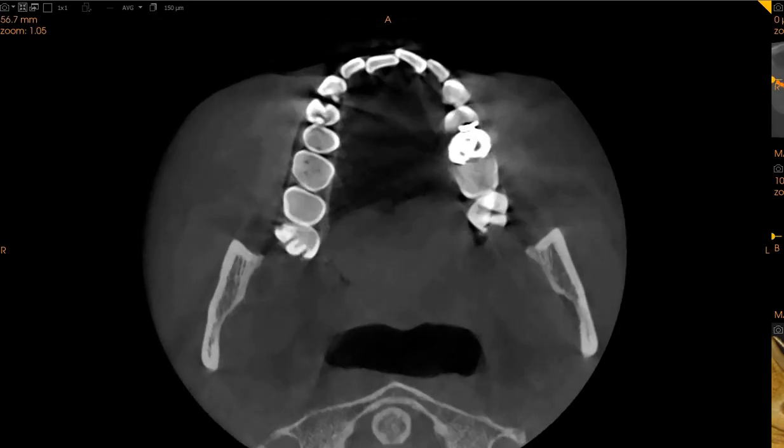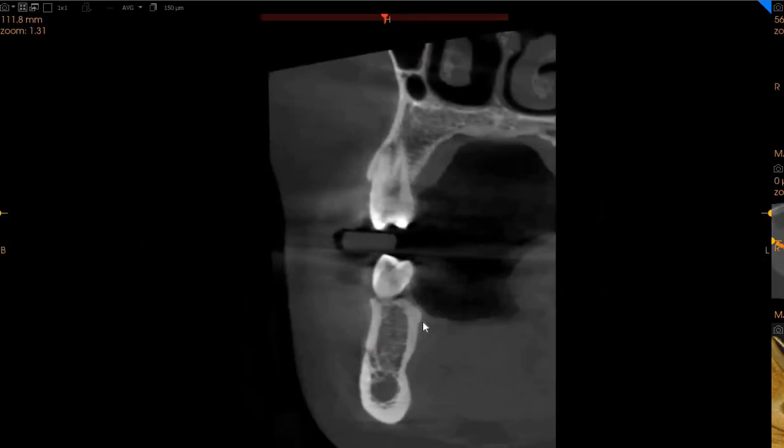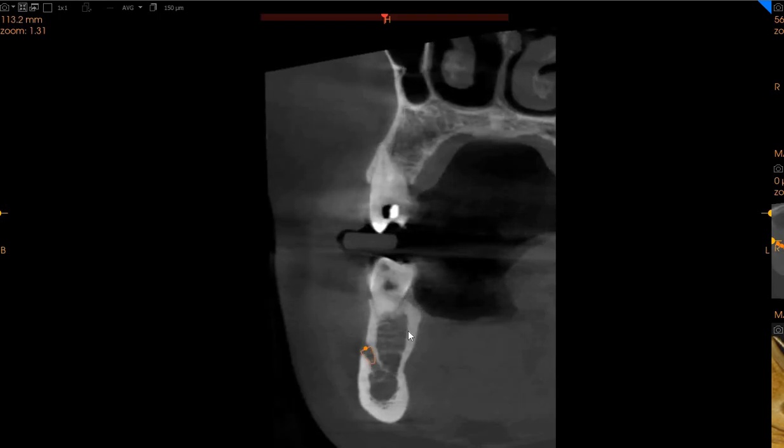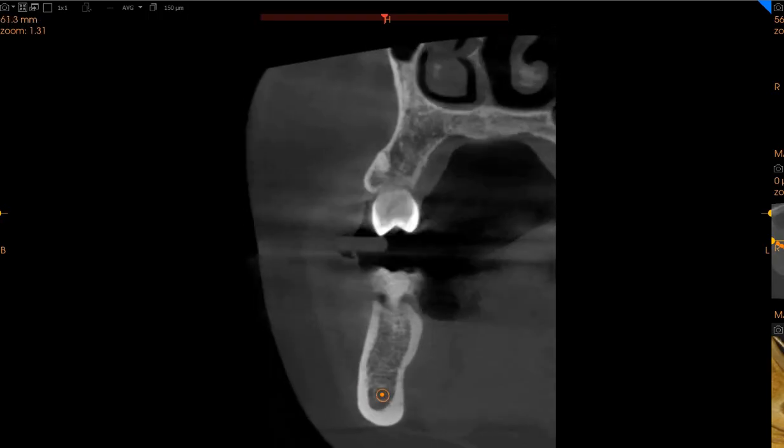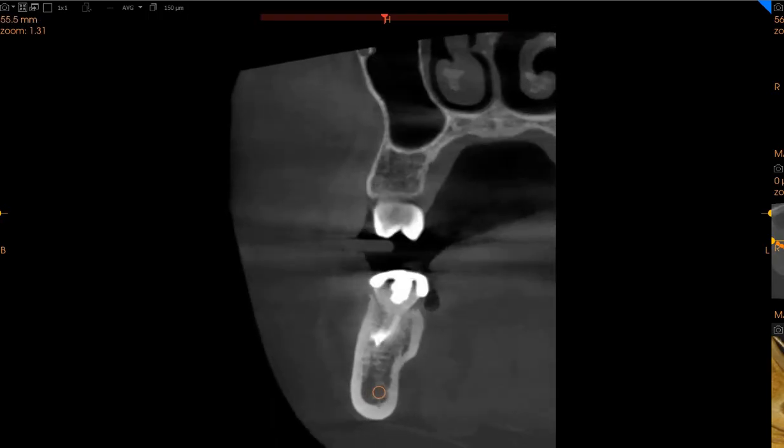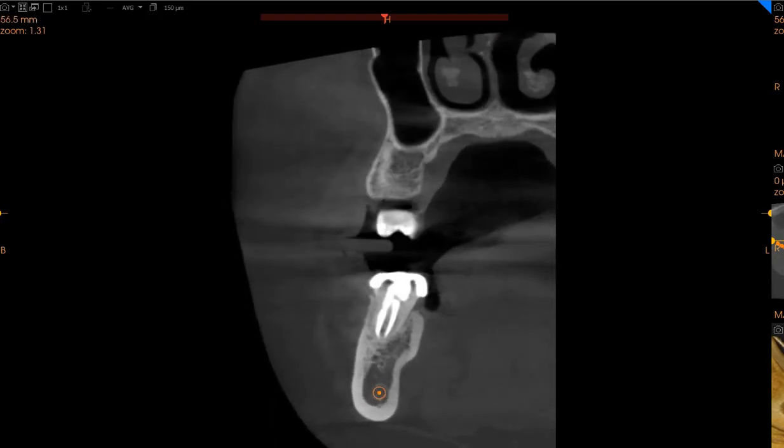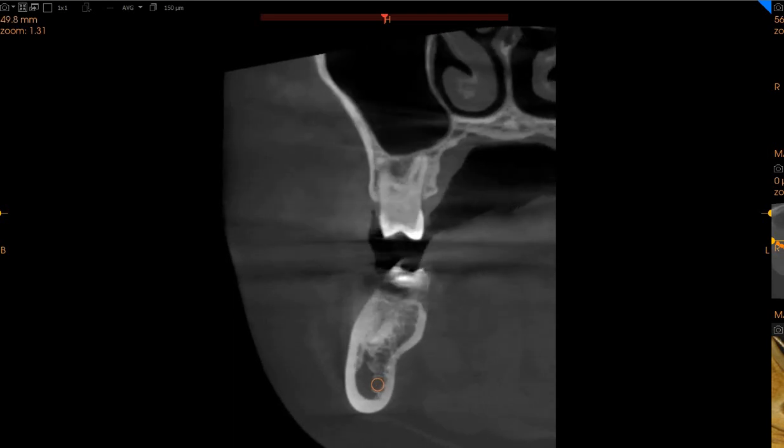Minor cavities here and there, especially on the distal aspect of the upper left four, can be seen right here. There you go. So the distal part of the upper left four shows a cavity which can be seen right here. And then we move to the lower right six. The lower right six also is root canal treated. No periapical radiolucencies, decent endo.